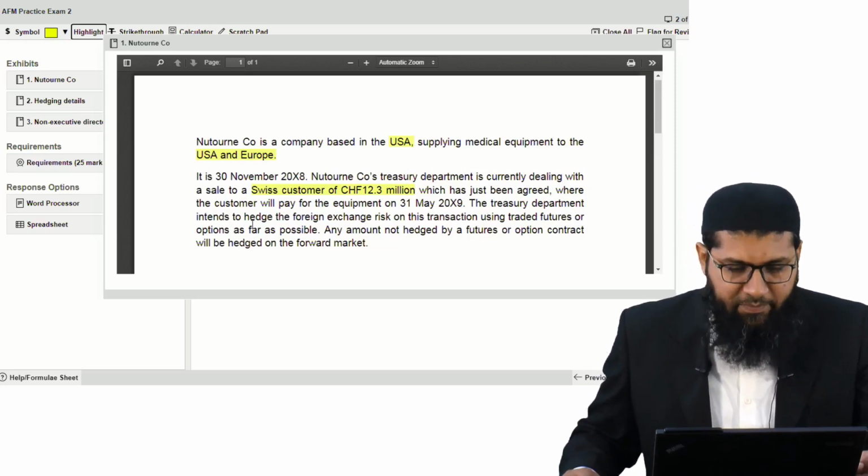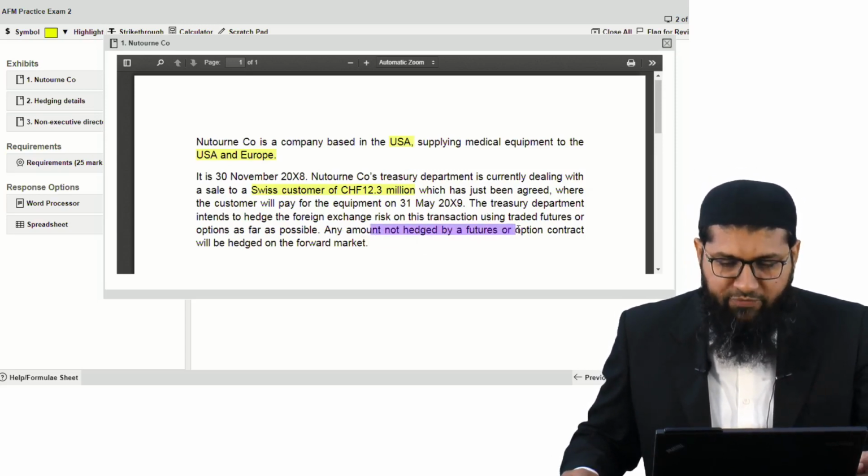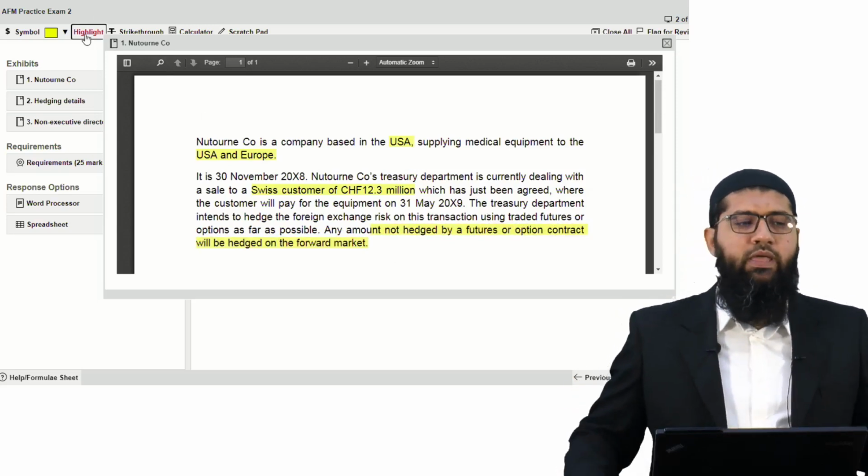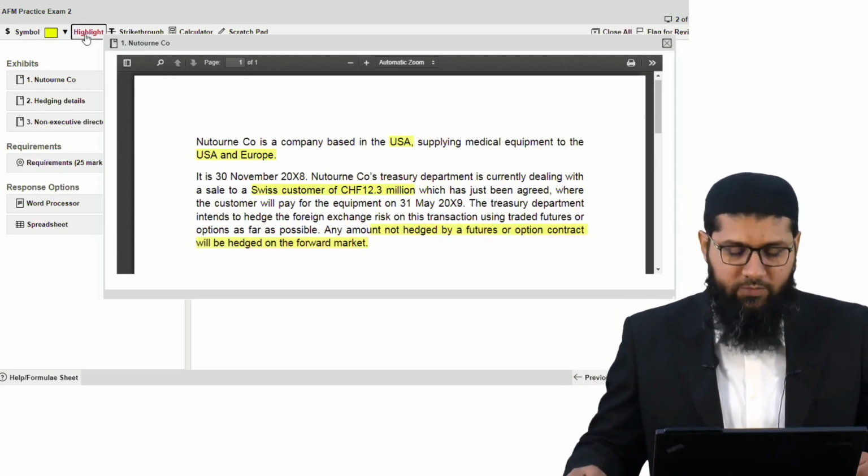Any amount not hedged by futures or option contracts will be hedged on the forward market. So any unhedged amount will be hedged using the forward market.